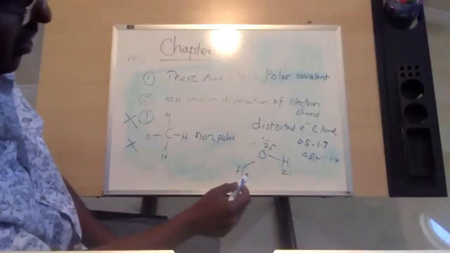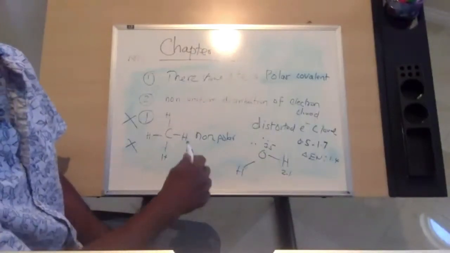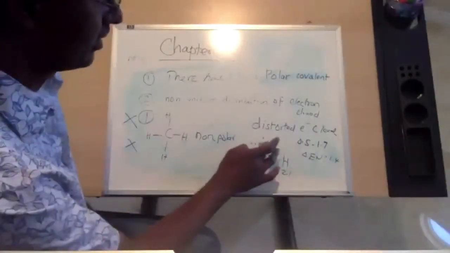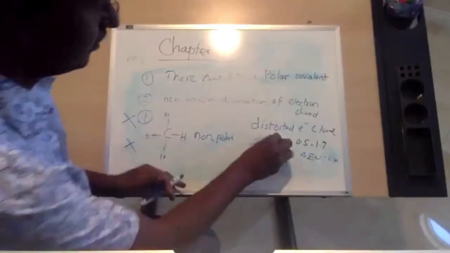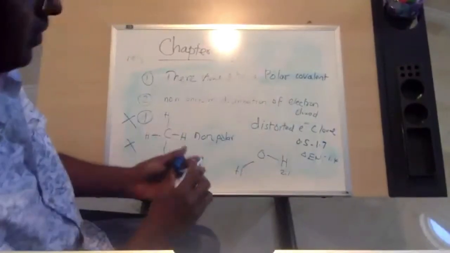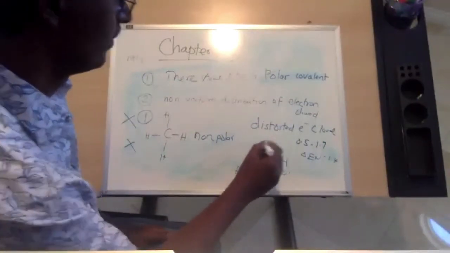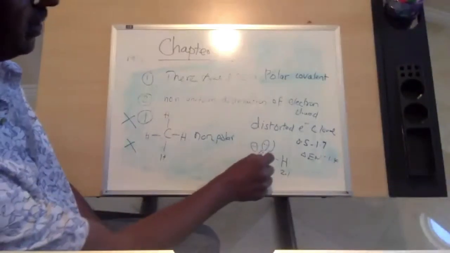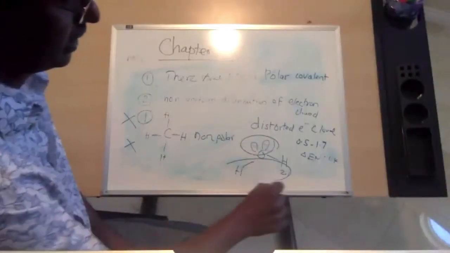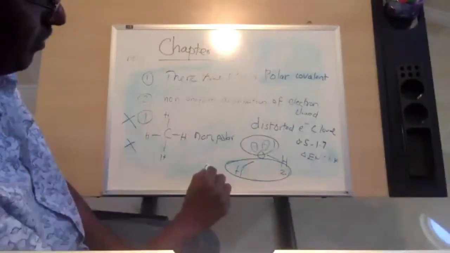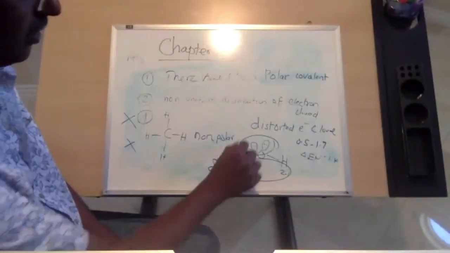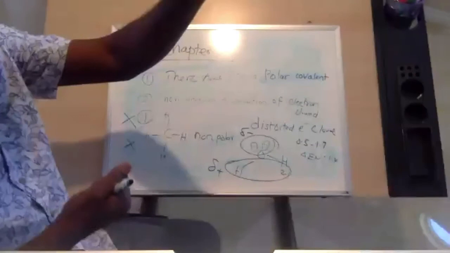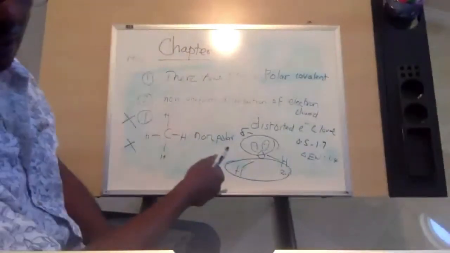That's a bent geometry. But is the electron cloud distorted or uniformly distributed along the water molecule? Let me erase this and put it back, the two lone pairs of electrons for you. So here are the two lone pairs of electrons. If you look at the electron density of the molecule, the electron density is more on this part of the molecule and less on this part. So you can place the delta plus on this side of the molecule and the delta minus on the top portion of the molecule. So now the electron clouds are distorted, non-uniformly distributed. Now this molecule is a polar molecule.